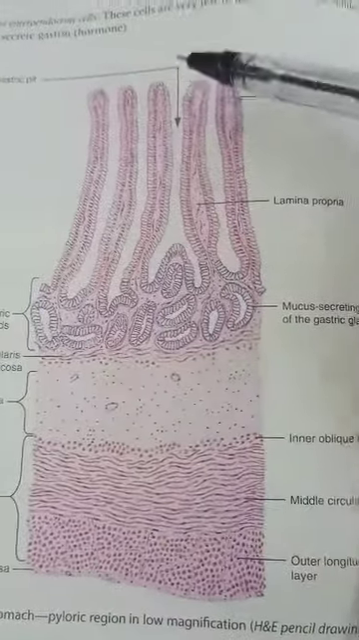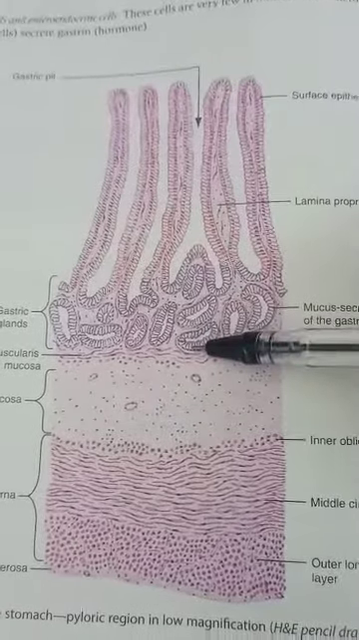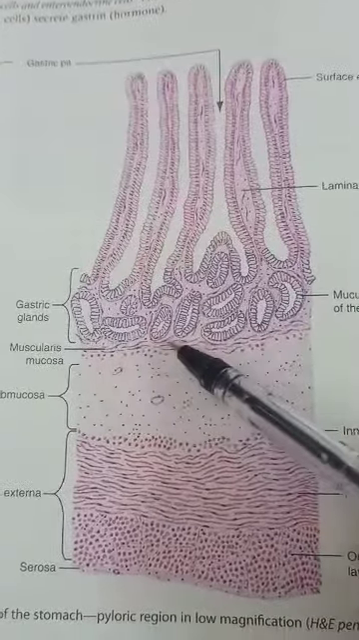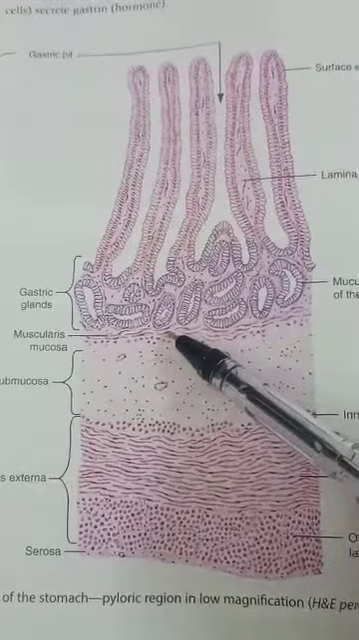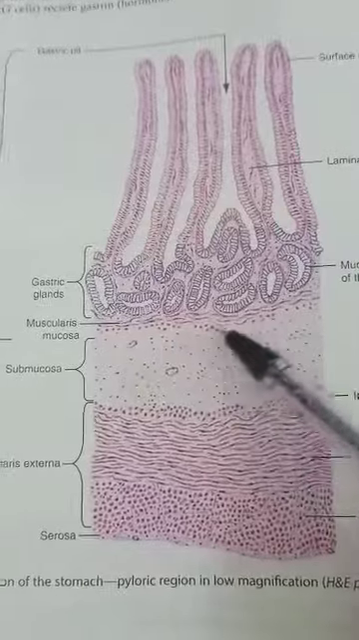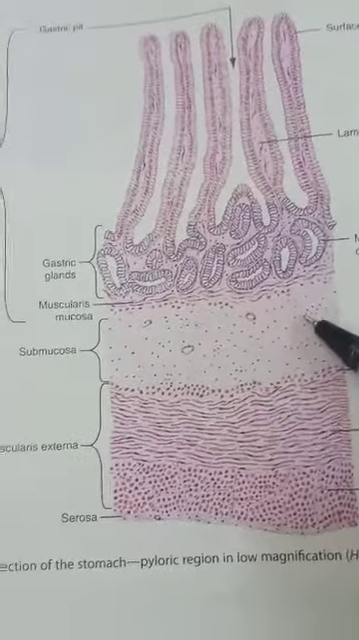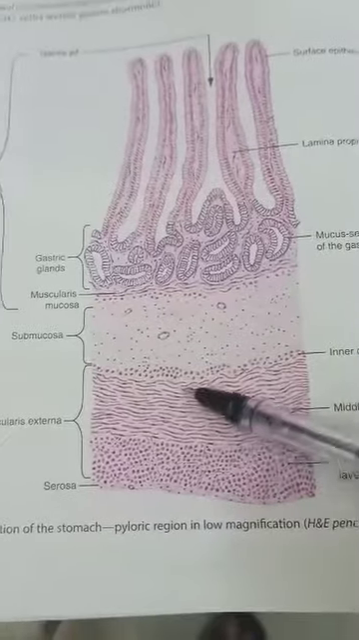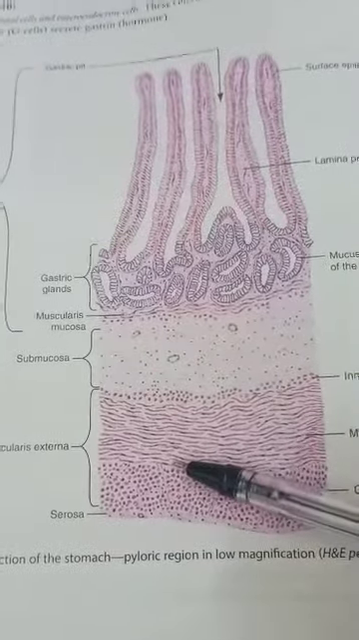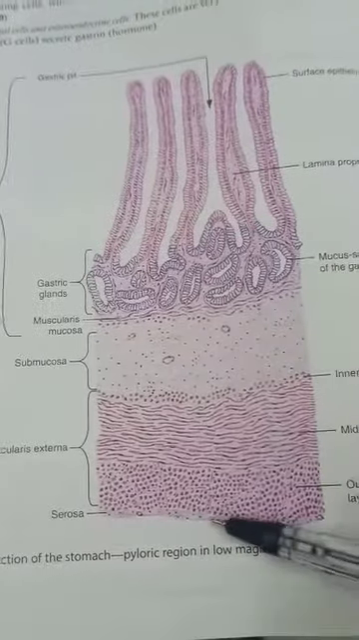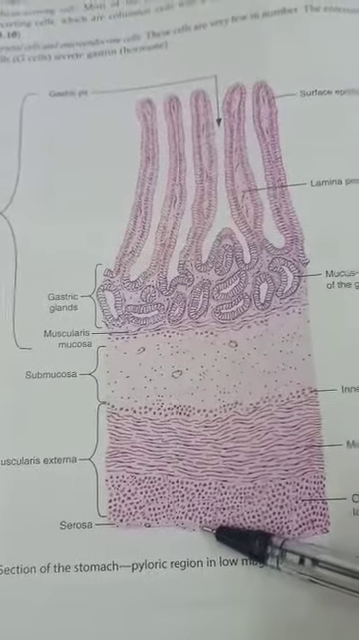Here we can see up to here is the mucosa, and below the mucosa there are a small number of muscle fibers, known as the muscularis mucosa. Below that there is the submucosa, a connective tissue layer. Then below that there is the muscular layer, the muscularis externa, and deep to that comes the serosal layer, the serosa. These are the layers of the stomach.